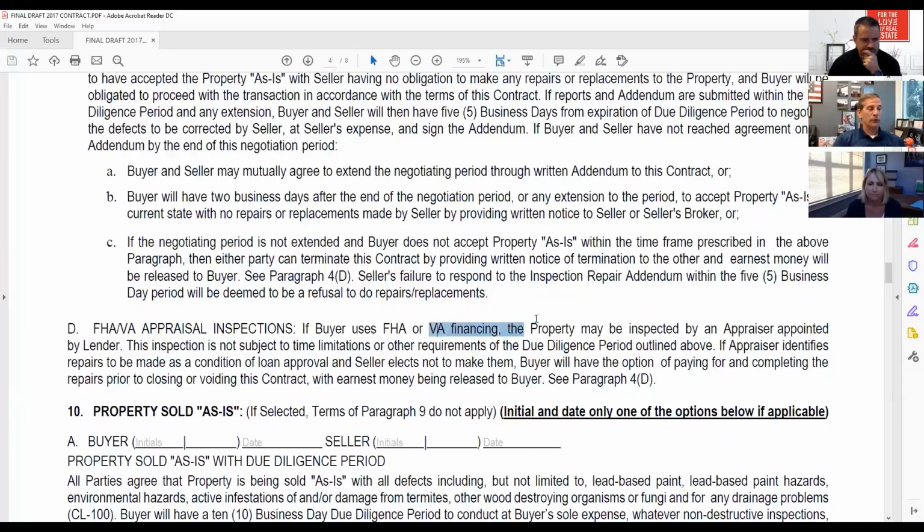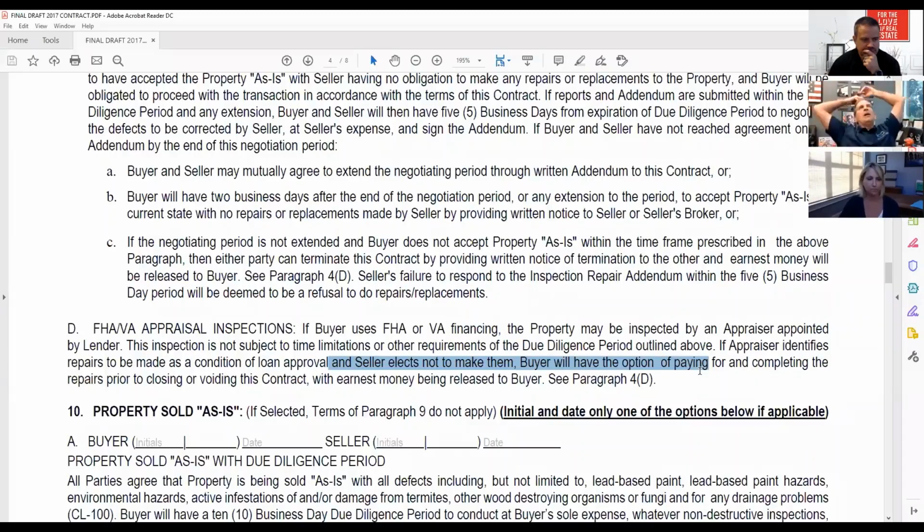All right. The other thing in inspections before we move on: FHA and VA appraisal inspections. Some of our inspections for VA take a little bit longer, and so if they can't be done within the due diligence period, and that appraiser identifies repairs that have to be made as a condition for the loan, and the seller elects not to do them, the buyer then has the option of either paying for them themselves and completing the repairs or avoiding the contract.